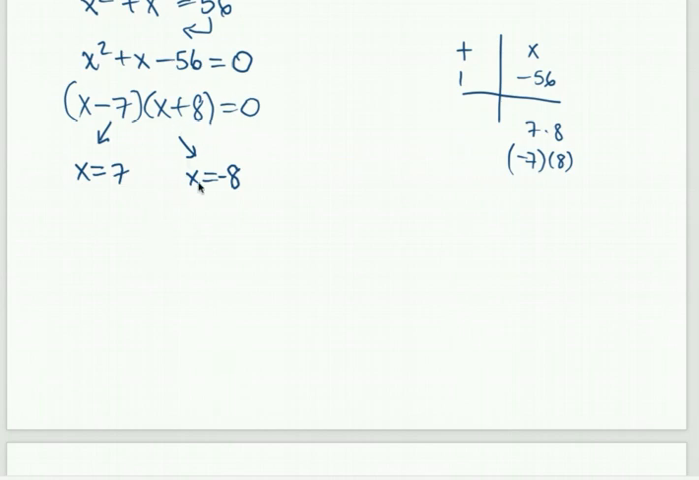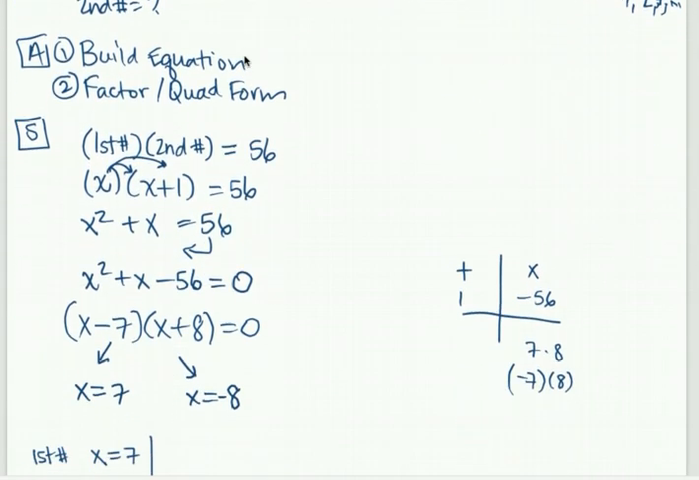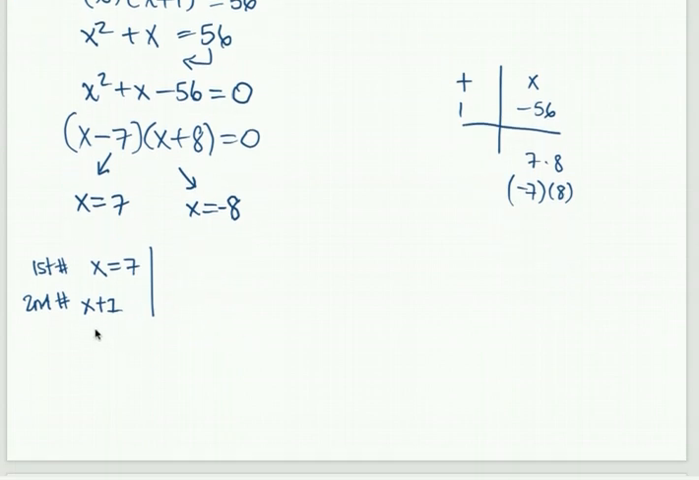All right, so we have two scenarios here. We have x is equal to 7. If x is equal to 7, that's your first number. So what's your second number then? Your second number, remember, is x plus 1. So if the second number is x plus 1, we can just go 7 plus 1 is 8. So our two numbers are 7 and 8 if we take this answer.